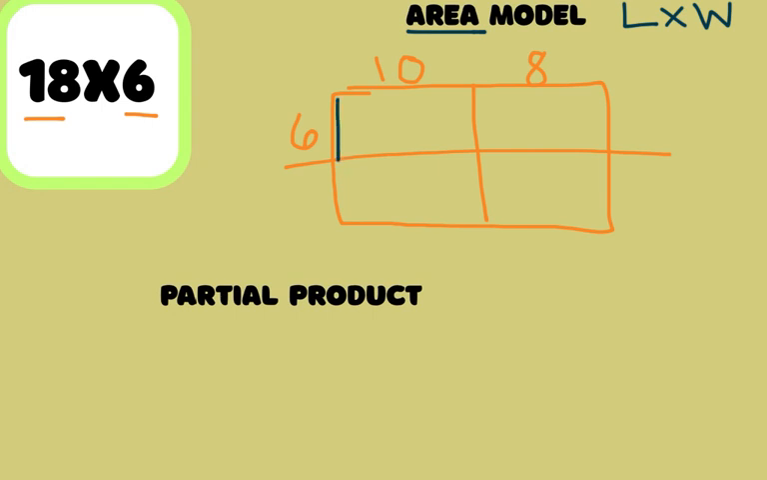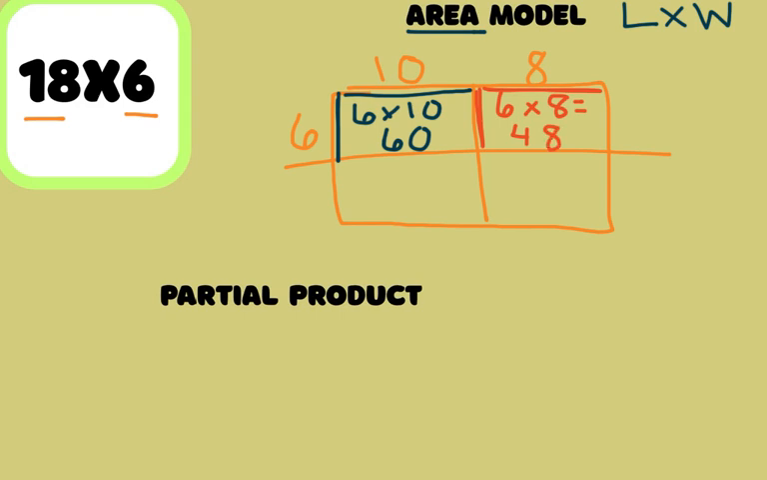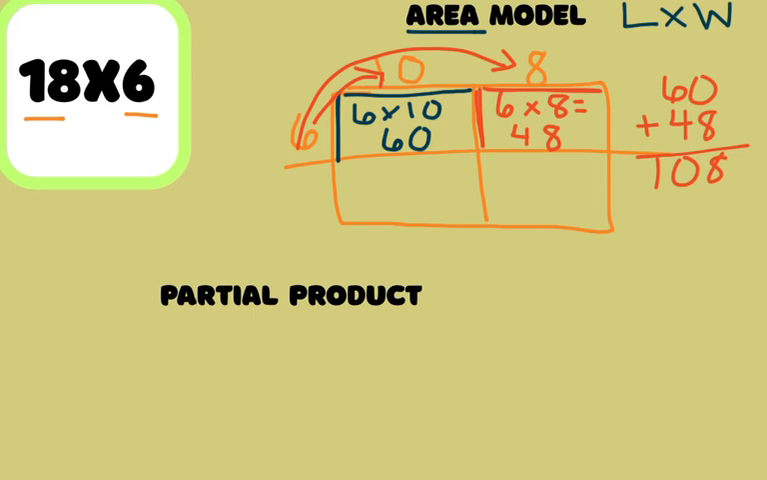Area, again, length times width means that my equation in this box should be 6 times 10, which gives me the partial product of 60. Moving on to my next box, I still have a length of 6. I now have a width of 8, and that gives me a partial product of 48. I have nothing else to multiply. I have multiplied that 6 times that 10 as well as the 6 times the 8. And now I just simply need to add them. So 60 plus 48 equals a product of 108.